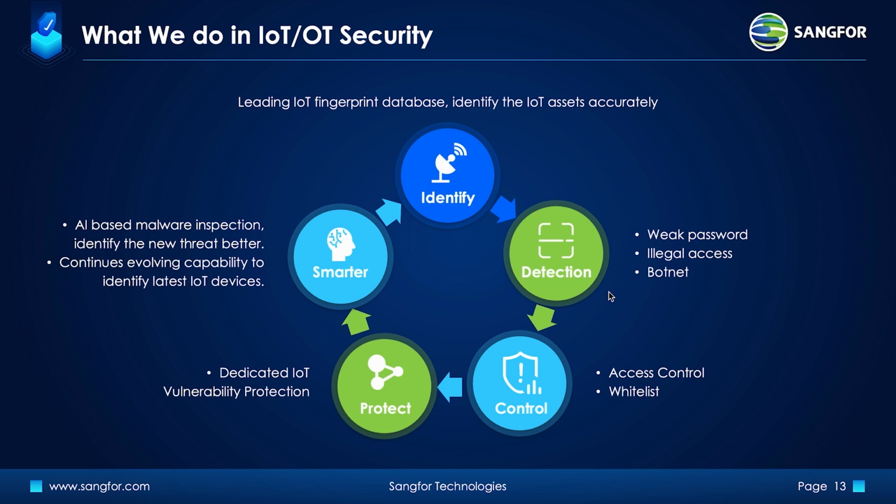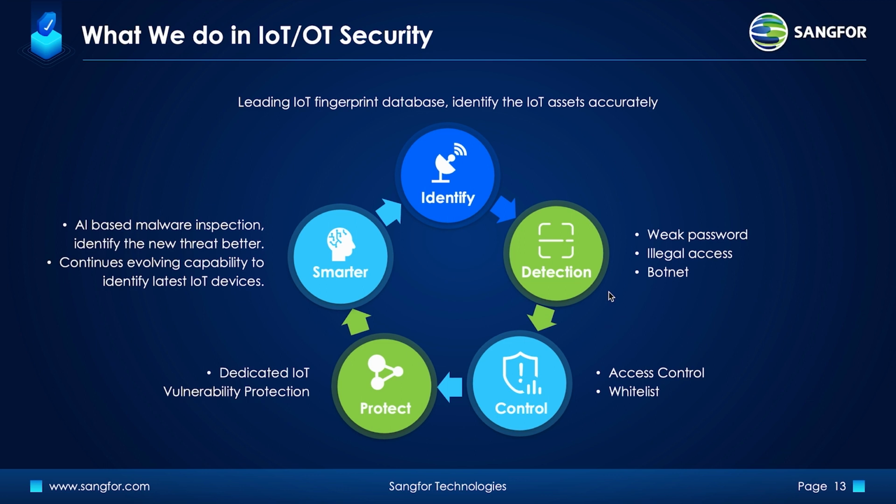And another key point is that we can protect these IoT devices. How can we protect them? We have a dedicated IoT vulnerability signature, and we use this signature to protect your IoT security. And we also use AI to help you to inspect the endpoint, identify new threats, and optimize the detection rules.